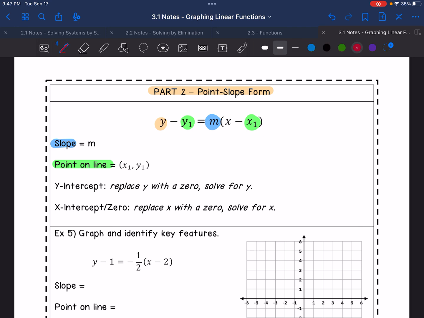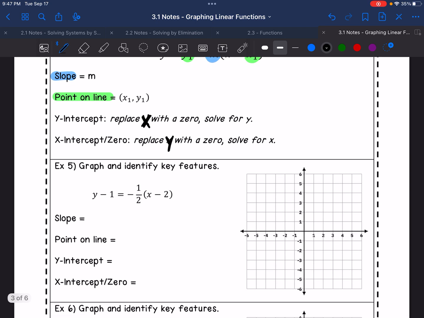I have a typo here. No, solve it for y. Replace x with a 0. There we go. So fix this on your paper. That should say replace x with a 0 and solve for y. And then for the x-intercept, we're going to replace y with a 0 and solve for x.